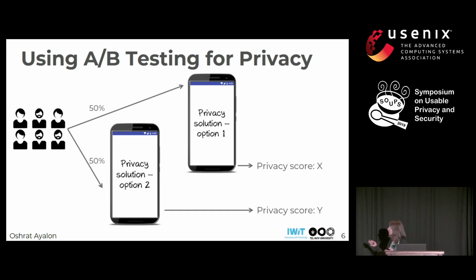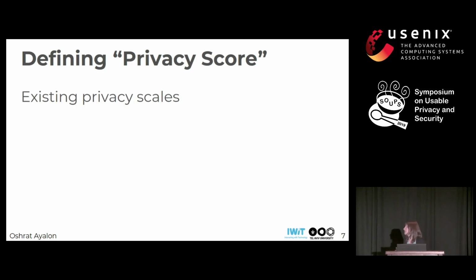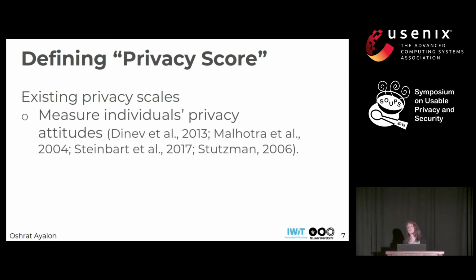We want to see how different privacy designs affect a specific score. So the first thing that we need to ask is, what will this score be? Which privacy scale should we use? Reading the privacy scales literature, we found that there are two main types of privacy scales. The first one refers to individuals' privacy concerns. But this is not what we're looking for. We want to measure system privacy.